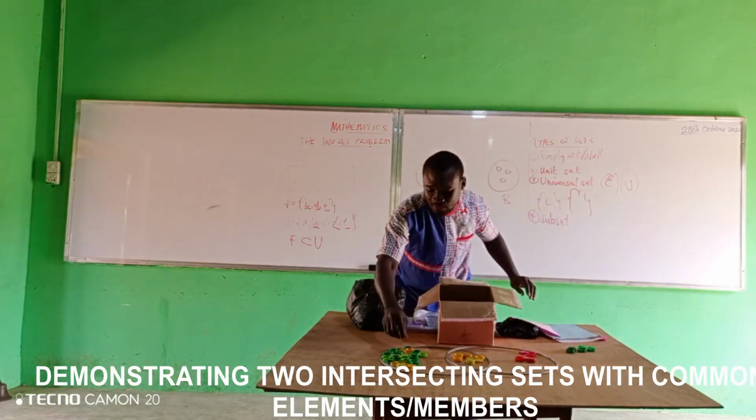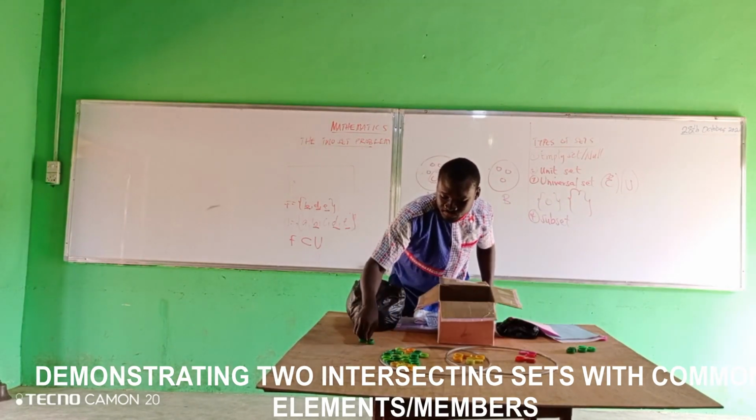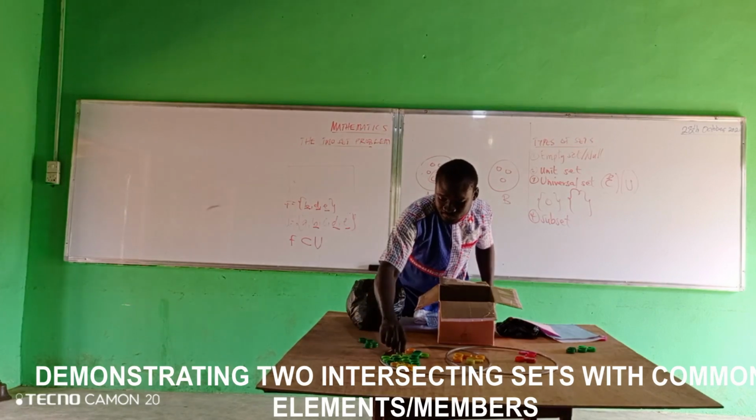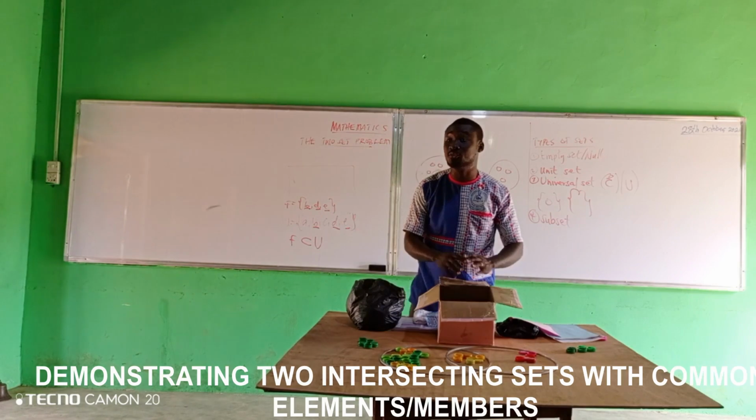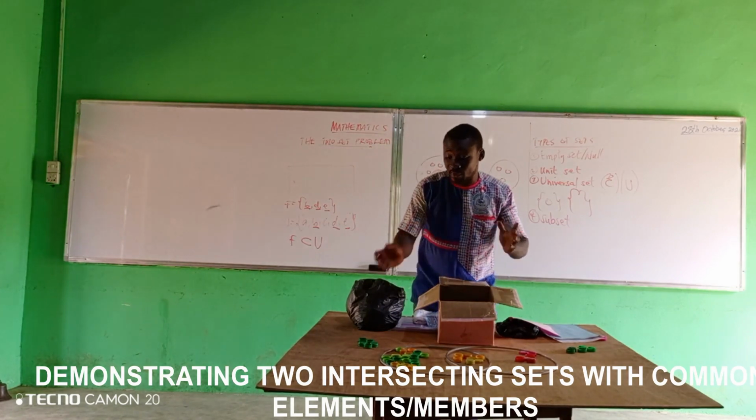So let's count the green ones here. 1, 2, 3, 4, 5. So what are we going to do? 5, 5. What are we going to do? We'll pick one.